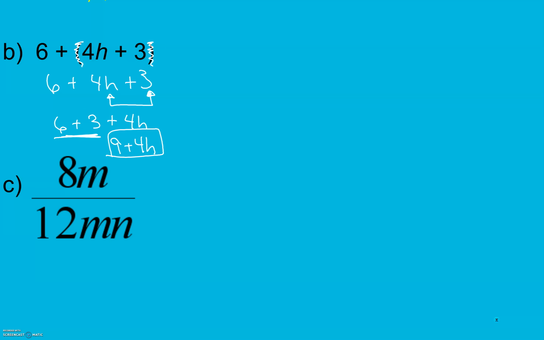And on C here, I have 8m over 12mn. First thing I'm going to do is try and figure out if there's anything that they have in common. Well, I have an m in both, and I can rewrite 8 as 4 times 2 and 12 as 4 times 3. So right now I have 4 times 2 times m over 4 times 3 times m times n. I'm going to move these two pieces here, commute them, so that I can get my m's on the outside.